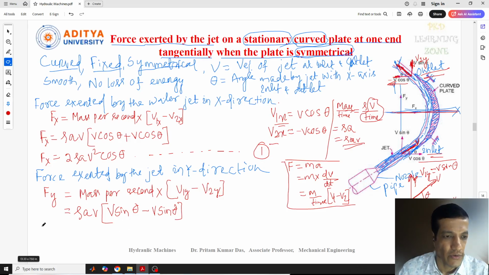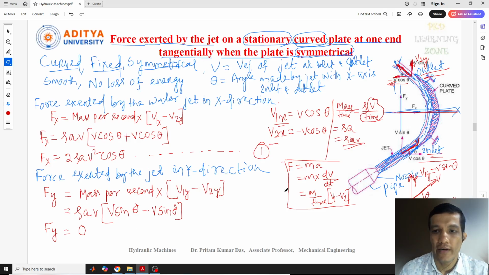So finally what we are going to get here, Fy equal to, this is this minus this 0, so whole multiply equal to 0. So that means there will be no value of this force exerted by the jet of water in the y direction. We are going to get 0 here in the y direction. But if it is in the unsymmetrical condition, we'll discuss that one also. So no need to give any equation here.